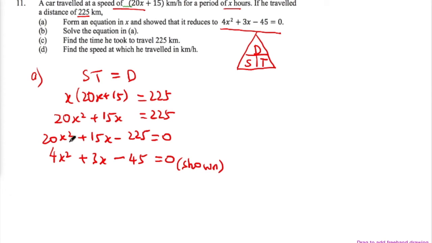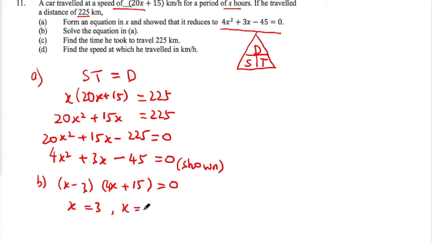Next, we must solve this equation. Therefore, we need to factorize it. Since it can be factorized, factorizing it will give us (x minus 3)(4x plus 15) equals 0. There are two solutions, x equals 3 and x equals minus 3 3/4.